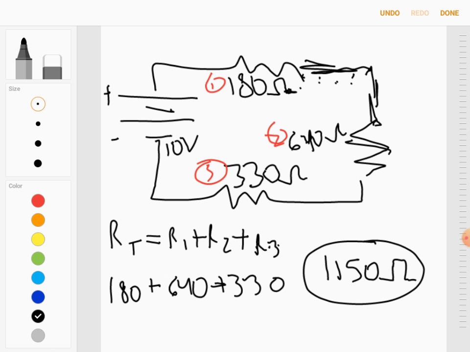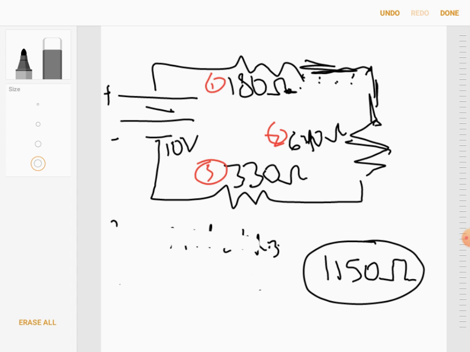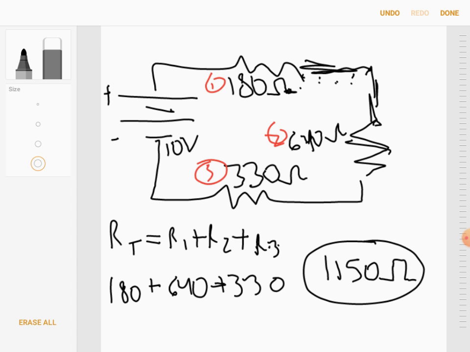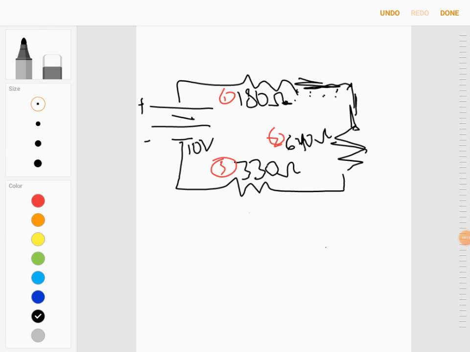So that was the total resistance. Now we need to know the total current. Okay, let me pause to let this erase. Okay, that's better. Now the total current.